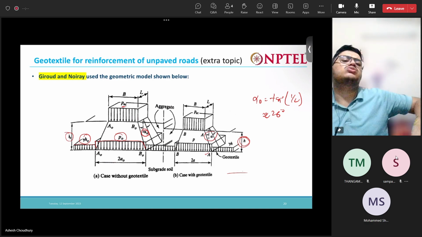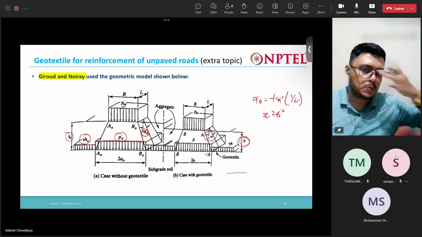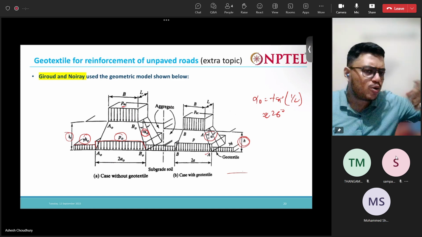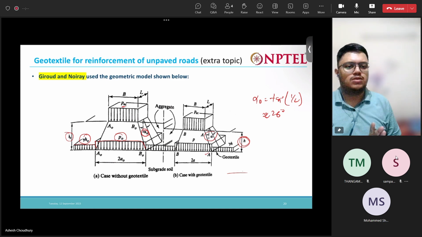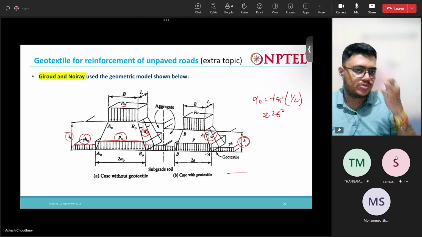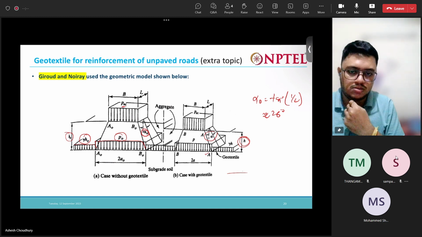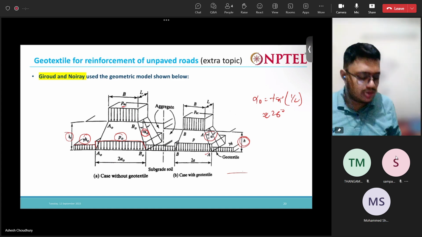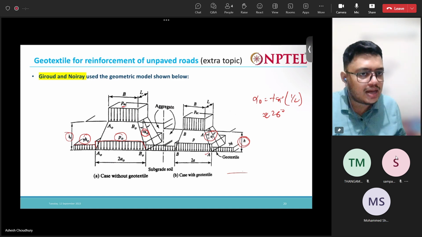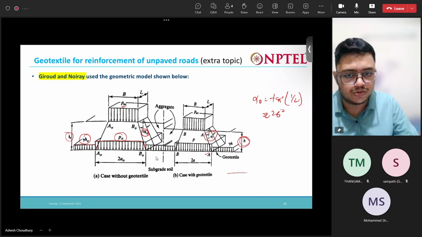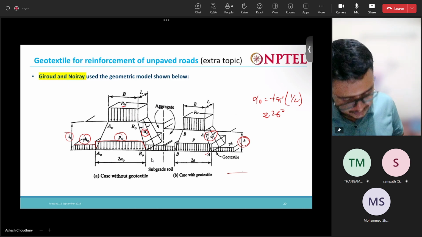In reality, it actually comes out to be a little bit larger. But we will solve one problem initially where we will be taking this alpha equal to alpha naught only, just for the solution purposes, for the initial solution. But generally, practically, what happens is this dispersion angle alpha actually becomes higher when we use geotextile or any other inputs.